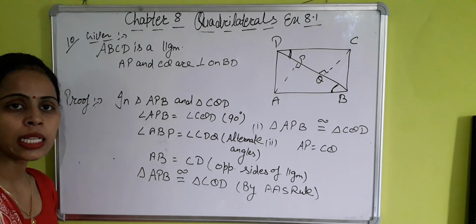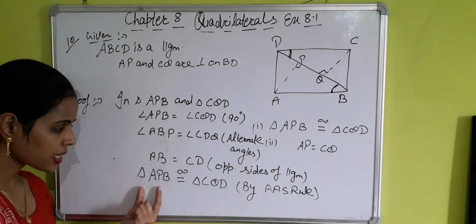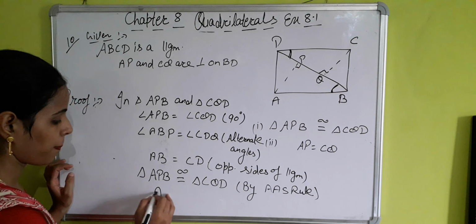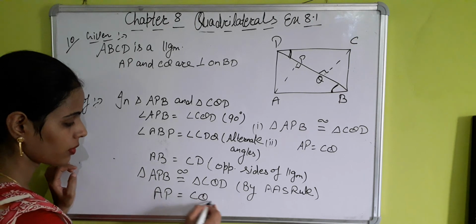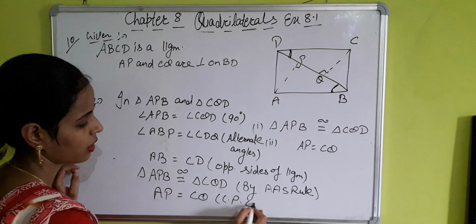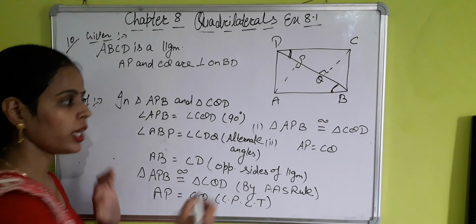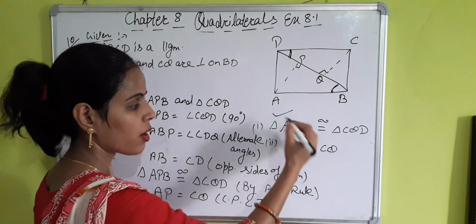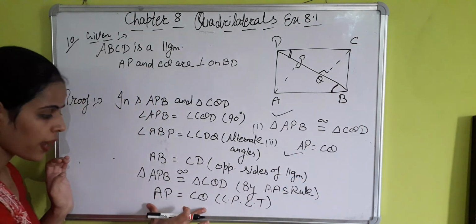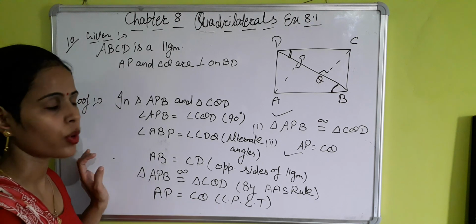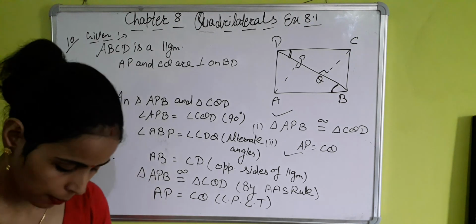If these two triangles are congruent, then AP side of this triangle equals to CQ side of this triangle. AP equals to CQ by CPCT, corresponding part of congruent triangle. First part is proved. With the help of first part, second part is also proved. AP equals to CQ. Hence proved. Question number 10 is complete.